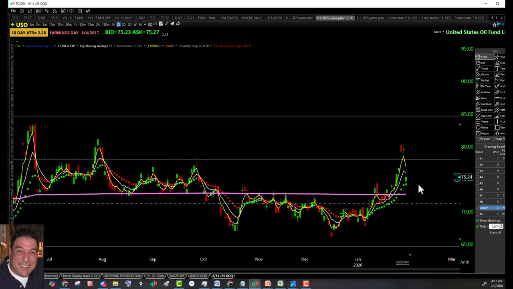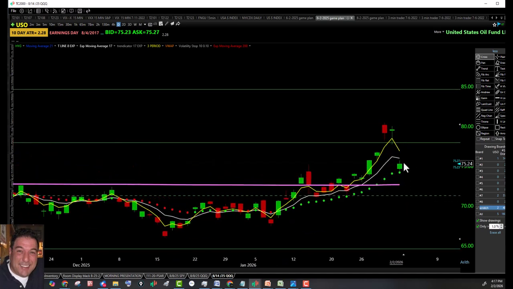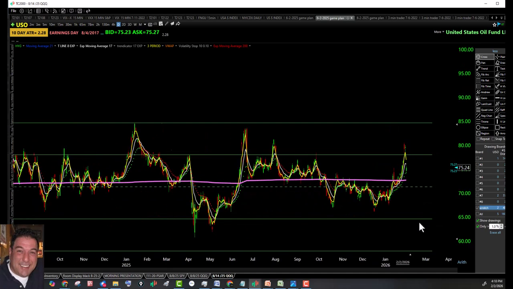All right, here's USO. Here's the candle for USO. It's a lower high, a lower low, and we close below the bullish trap. Notice the 3 is on top of the 8. We close over the rising 17. We close over, see this pink line?